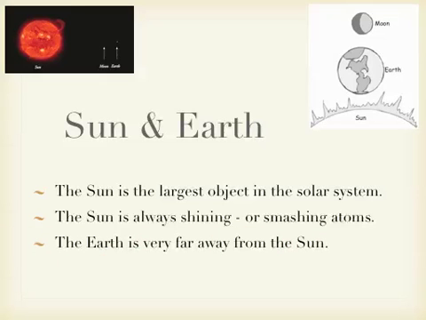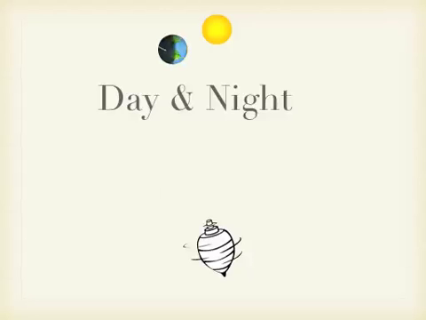The third thing that you need to know is that the Earth is very, very far away from the Sun. And that's why when we look up in the sky and we see the Sun and we see the Moon, they look similar in size to each other. But really they're not at all close in size, but the Moon is much closer to the Earth than the Sun is.